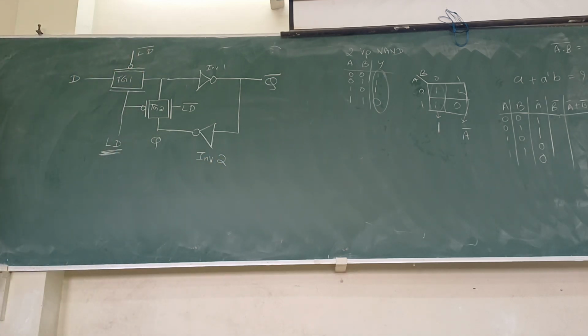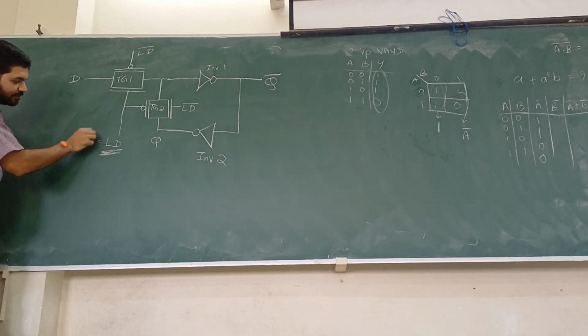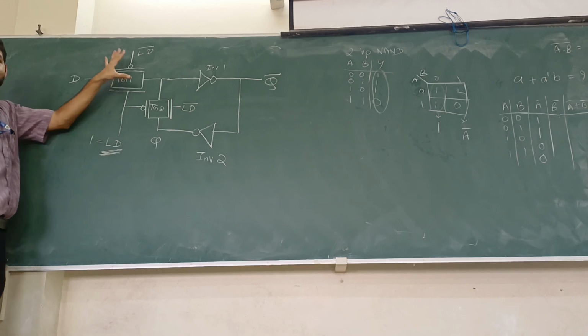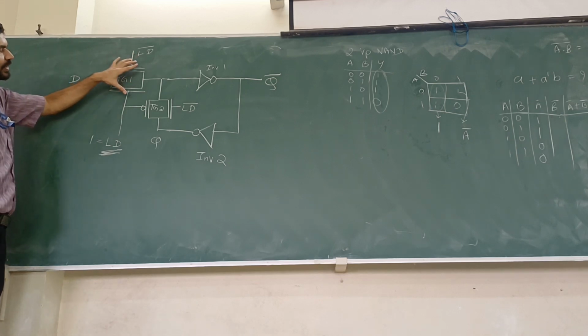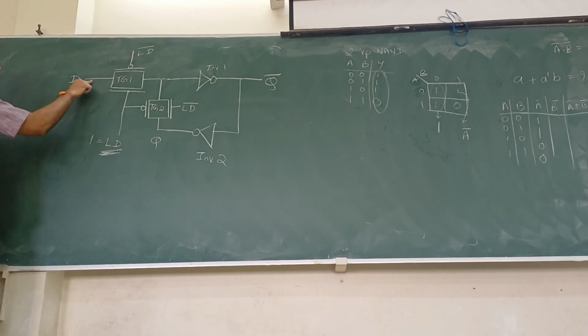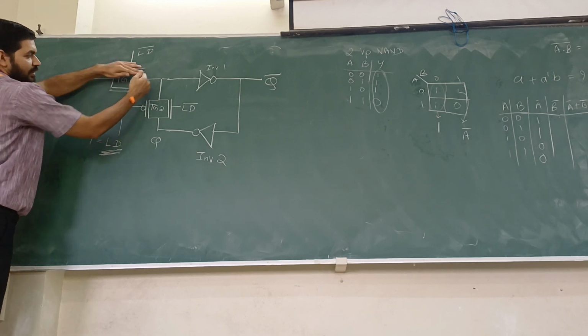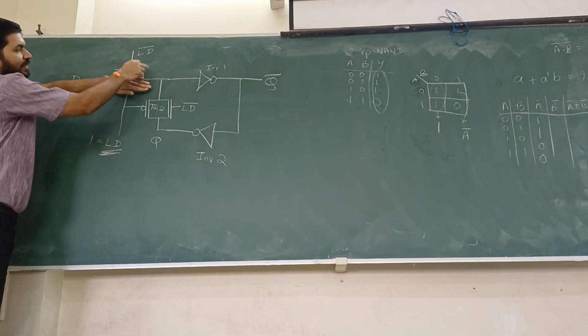Now see, if LD is 1, what will happen? This is TG. Are you able to recognize it? This is input, this is output of TG. This is N MOSFET. This is P MOSFET.